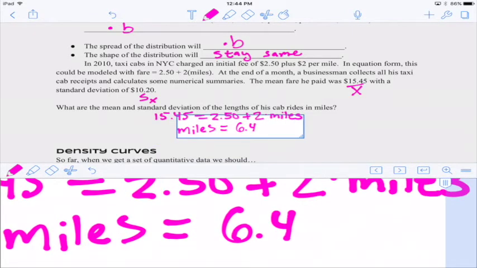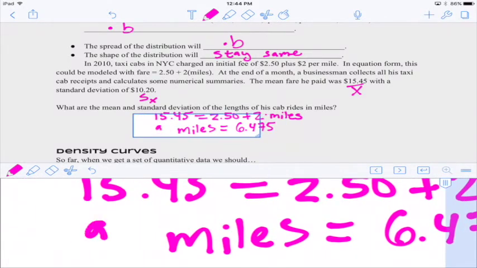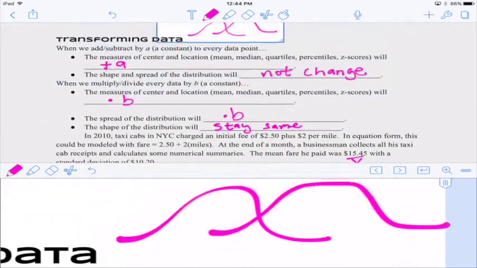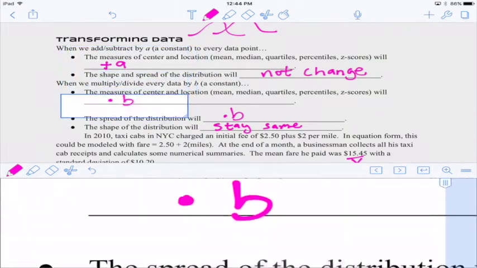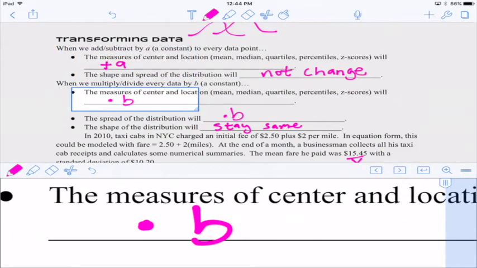So 6.475 miles, that's the average number of miles, or the mean number of miles, okay, because we were talking about means, those measures of center. So remember, the measures of center always add and multiply, depending on what happens.